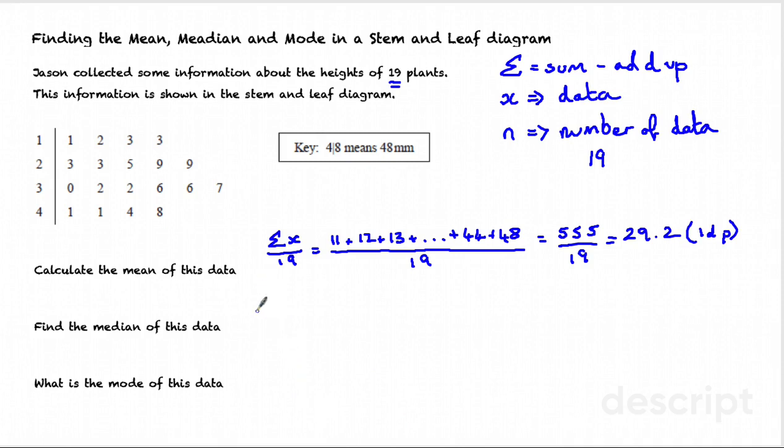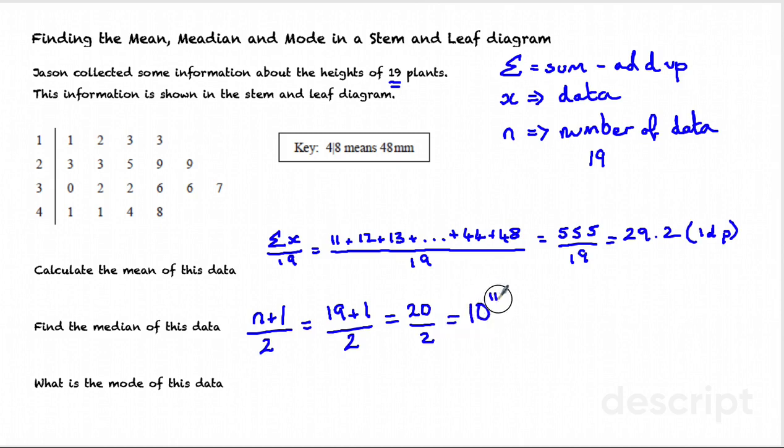We find where the data is by doing n plus 1 divided by 2. And that's going to give us the position of our middle piece of data. Remembering here n is 19, I will get 20 divided by 2, and that of course is 10. I'm looking for the 10th piece of data.